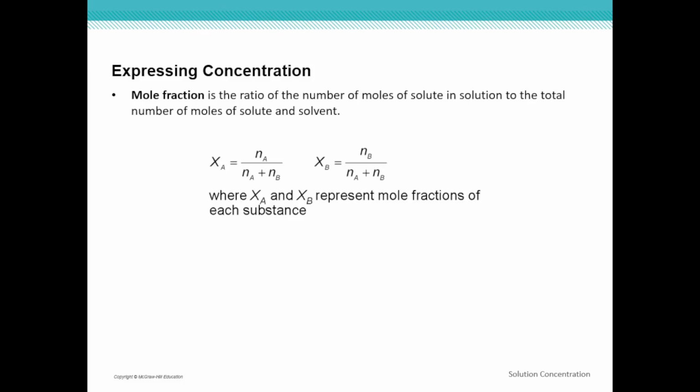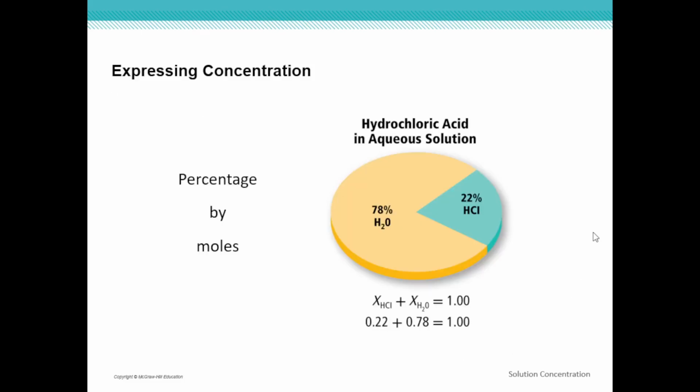So if we were to add these two mole fractions up, they ought to add up to 1, because fractions that are parts of a whole should always add up to 1. Think of it like a pie chart. So here we have a hydrochloric acid solution. It's 78% water and 22% hydrochloric acid. So therefore, I would say that the mole fraction of hydrochloric acid was 0.22, and the mole fraction of water was 0.78. So this is percentage by moles.